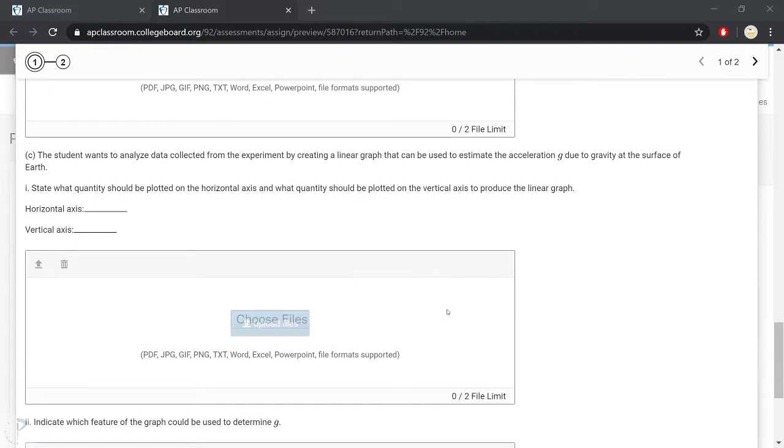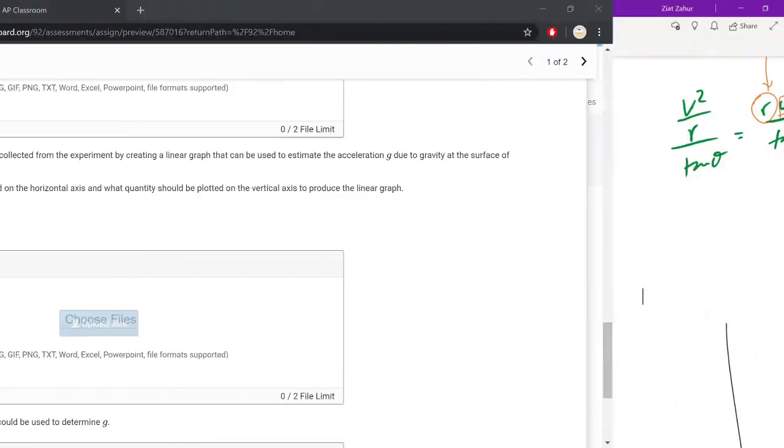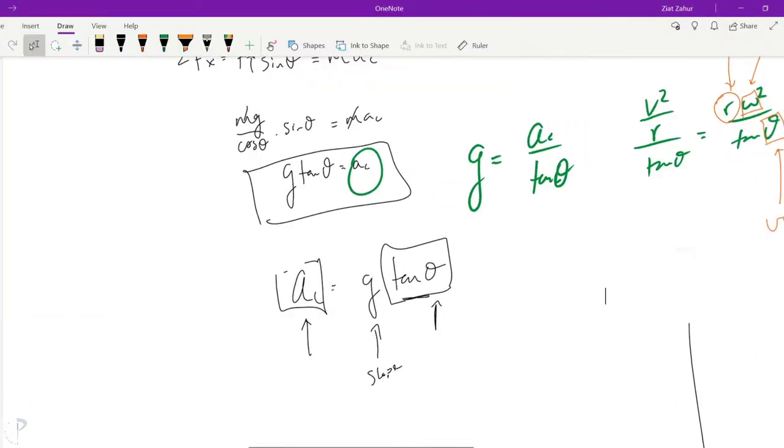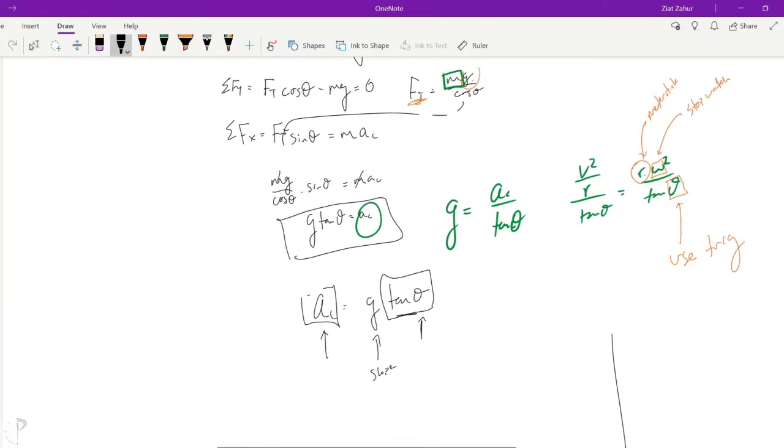So y equals mx. Now when AC is 0, what is my angle? Well, radius can't be 0, so AC is 0 whenever omega is 0. If omega is 0, I'm not spinning around, and I'm just dangling downwards. Therefore, if AC is 0, then the angle, which is measured from the vertical, is 0 degrees.